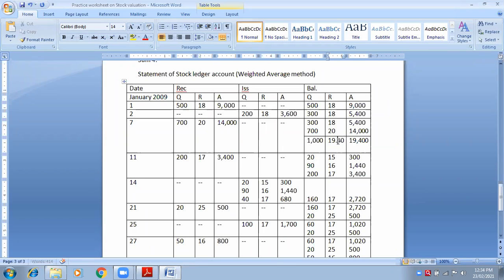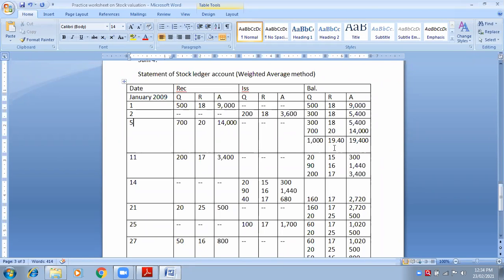So how much is the rate? 19.40. Is that very clear? Yes, ma'am. Now because our fifth date is over, we will draw the line right from the beginning till the end, because this date is over. This is how we have to do it.